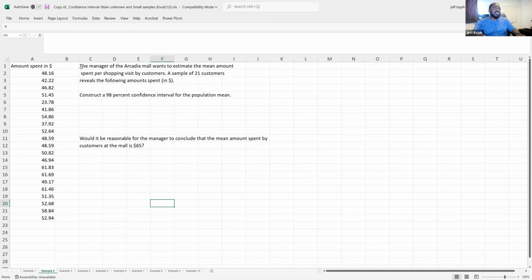The question says the manager of the Arcadia Mall wants to estimate the mean amount spent in her mall, and she samples 21 student customers, and this is the amount that they spend. You're told to construct an 8% confidence interval for the population mean, and then they ask you if it's reasonable if the manager just guesses that the average person in the mall spends $5.